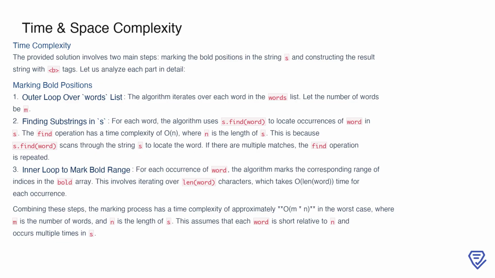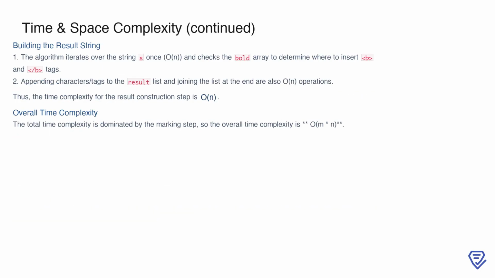When we combine these steps, the worst-case time complexity for this marking process becomes O(m*n), assuming the words are relatively short compared to n and may occur multiple times in s. Now let's move on to the second step, building the result string. In this step, the algorithm iterates through the string s once, checking the bold array to decide where to insert the <b></b> tags. This linear pass is an O(n) operation since it processes each character of s exactly once.